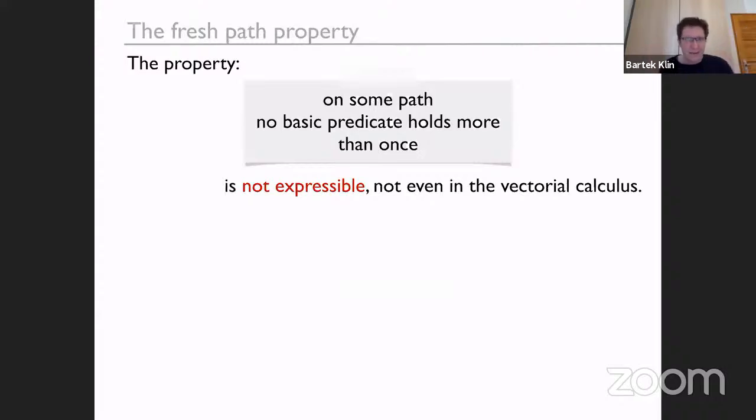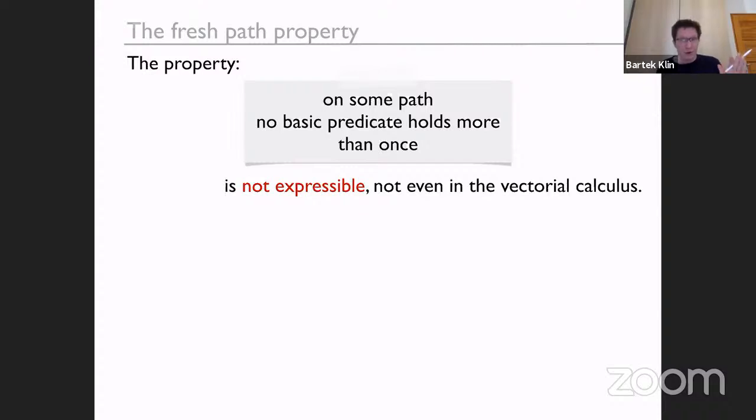Another and final, I promise, problematic property is something that I call fresh path. The property is this: on some path, no basic predicate holds more than once. And that's a nasty one. It is not expressible, even in the vectorial calculus, even for ordered atoms. And again, this is one of the harder proofs in this whole work.